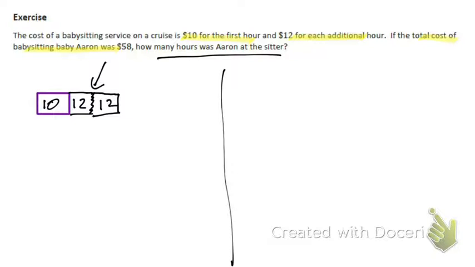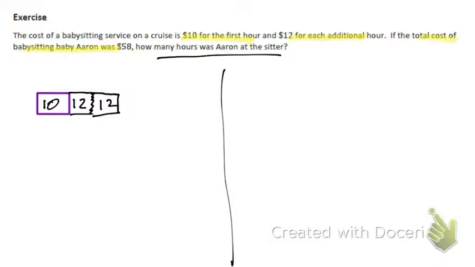I put 12 in those ones. The first hour is $10. Each hour after that is 12. The little squiggly there is telling us that we don't know how many hours they go to the sitter for at 12. If you're a little confused on this, I kind of expect some students to be, so just try your best. We'll go over another one like this.